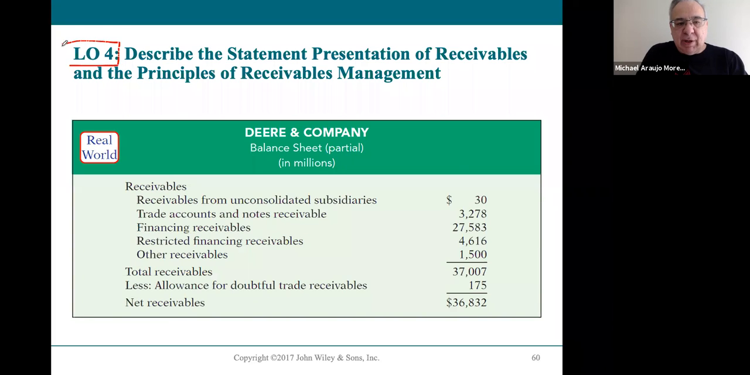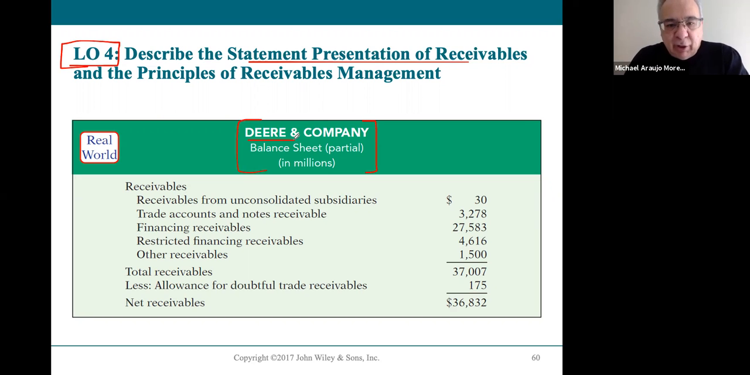Learning objective 4, there's 2 parts here that you need to know. One is looking at how receivables are presented on the balance sheet. This is a partial balance sheet for Deere & Company. I'm not sure if you know how big Deere & Company is, but you've probably seen their products, right? The nice green tractors on farms, and you've seen a Deere lawnmower, maybe a riding mower, others that people might use on their personal property.